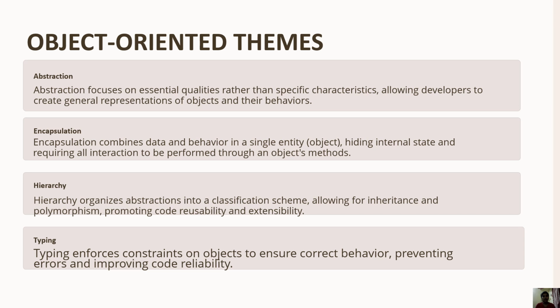Next is hierarchy. Hierarchy organizes abstractions into a classification scheme, allowing for inheritance and polymorphism, promoting code reusability and extensibility. The next is typing. Typing enforces constraints on objects to ensure correct behavior, preventing errors and improving code reliability. So we have seen the object-oriented definition and these themes: abstraction, encapsulation, hierarchy, and typing. These are just the main definitions. We haven't gone through any of the depth.